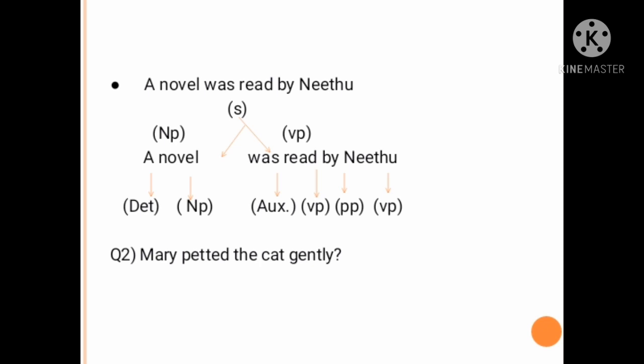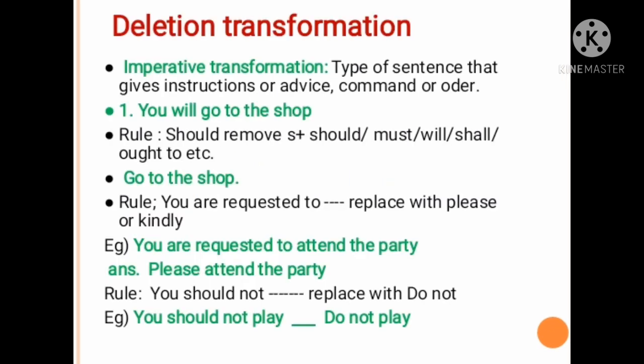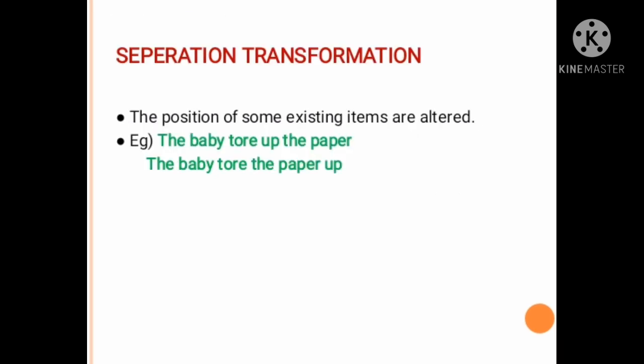Next, we can go through deletion transformation. Deletion transformation is also known as imperative transformation. An imperative sentence is a type of sentence that gives instruction, advice, or comment. One of the rules in deletion transformation is that we should remove the subject plus should, must, will, shall, etc. from a sentence. For example, you will go to the shop. Here, you is the subject and will is an auxiliary verb. We should remove you will, then the sentence will be: go to the shop. This is an example for deletion transformation.